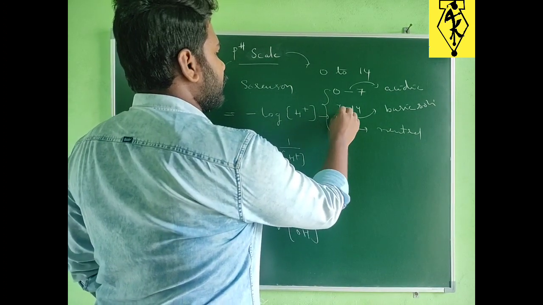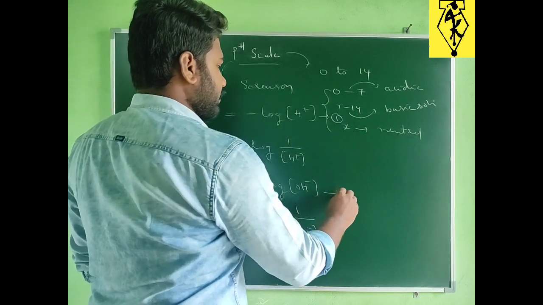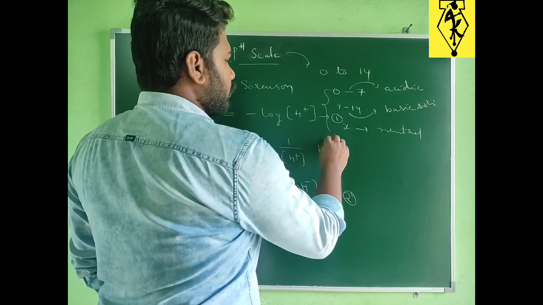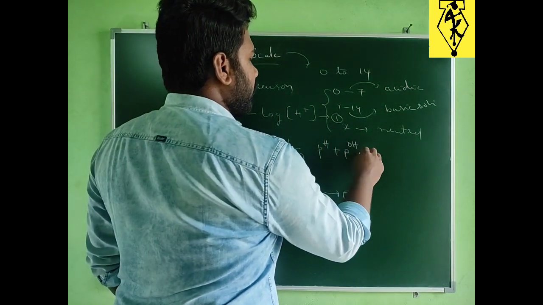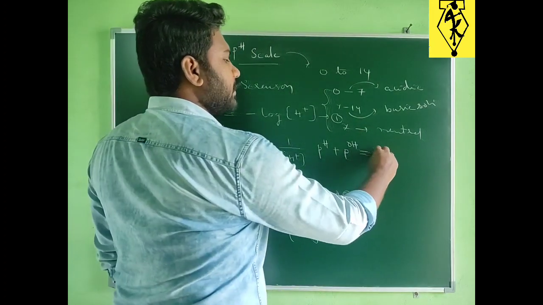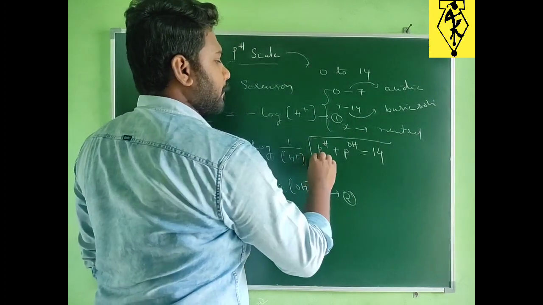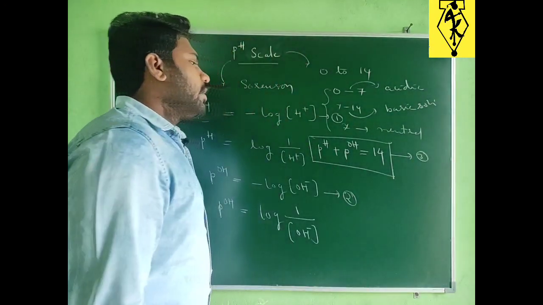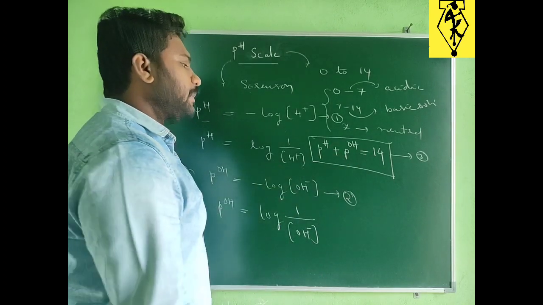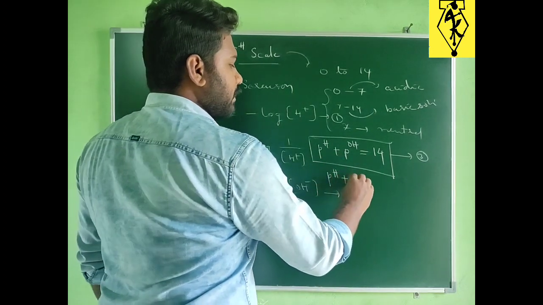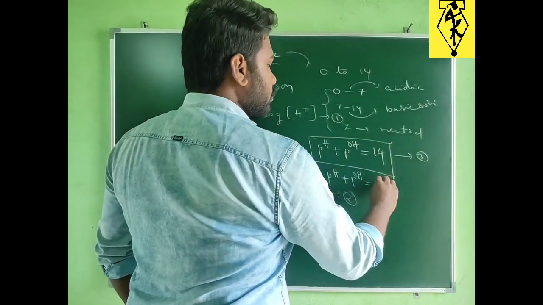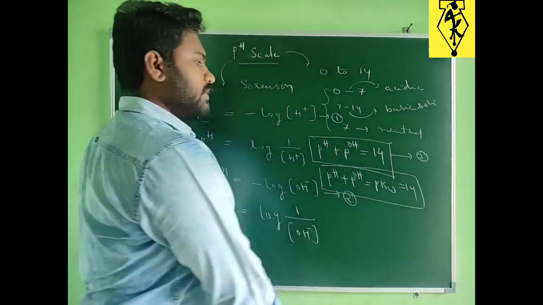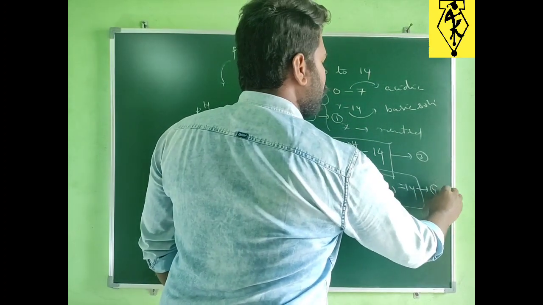Let us take this as equation 1 and this as equation 2, and from 1 and 2 we can write pH plus pOH is equal to 14. Let us take this as equation 3. Or instead of 14 we can write pKW. So pH plus pOH is equal to pKW, that is equal to 14. This is also another expression, equation 4.